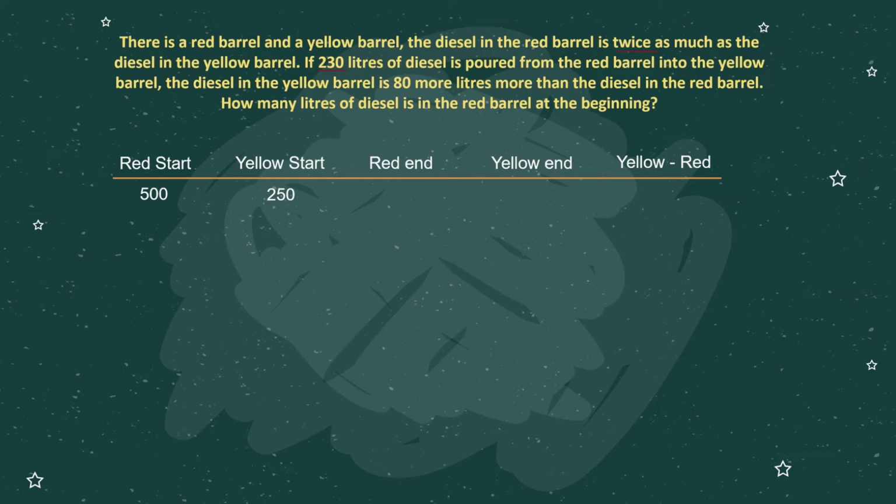After the 230-liter diesel transfer from the red barrel to the yellow barrel, the red barrel now has 500 minus 230 equals 270 liters, while the yellow barrel is 250 plus 230 equals 480 liters. The difference between the two is now 210 liters. We actually want this difference to be 80, and so we're getting way too much. So this guess is incorrect, which is okay.